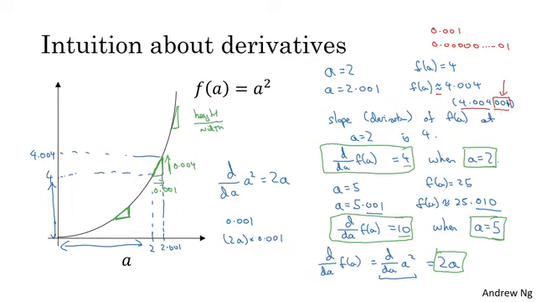And the reason why it's not 4.004 exactly is because derivatives are defined using these infinitesimally small nudges to a, rather than 0.001, which, while small, is not infinitesimally small. So that's why the amount that f of a went up isn't exactly given by the formula, but is only approximately given by the derivative. To wrap up this video, let's go through a few more quick examples.